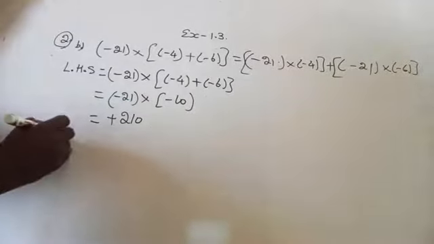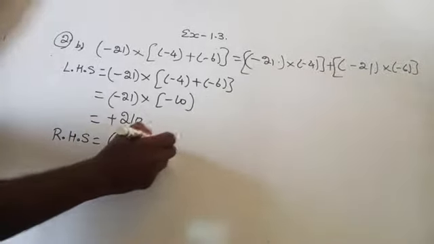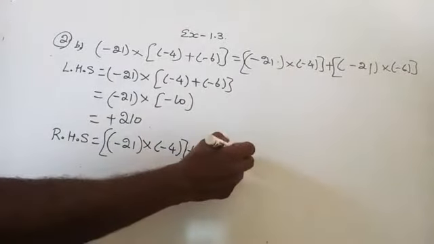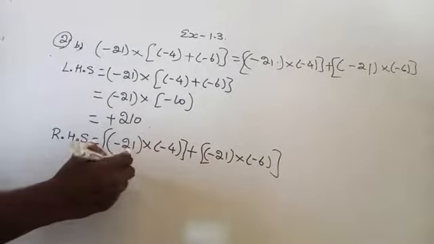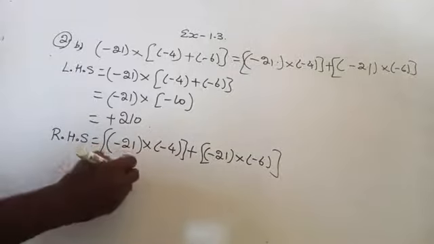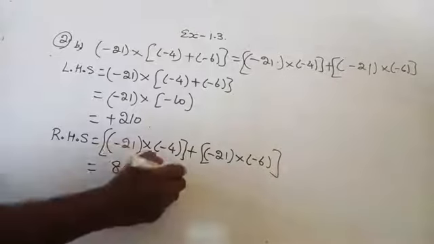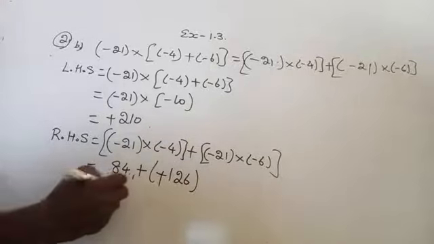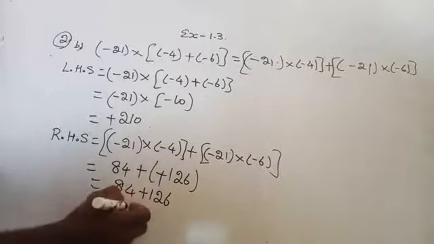Then the right hand side, that is minus 21 into minus 4 plus minus 21 into minus 6. Now 21 into 4: the product of two negative integers is positive. So plus 84, plus the product of two negative integers is positive, then 21 into 6, 126. So 84 plus 126. 6 plus 4 is 10. 2 plus 1 is 3. 3 plus 8 is 11. So 210.